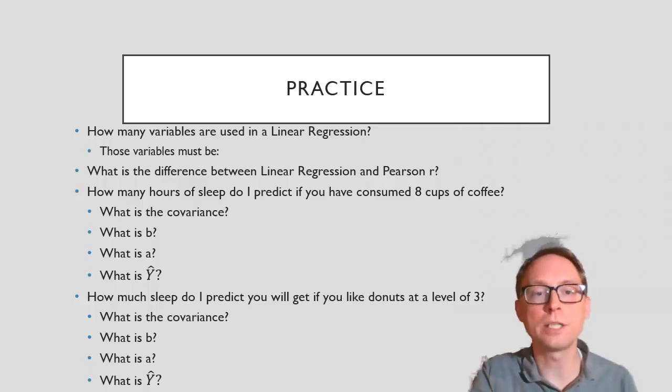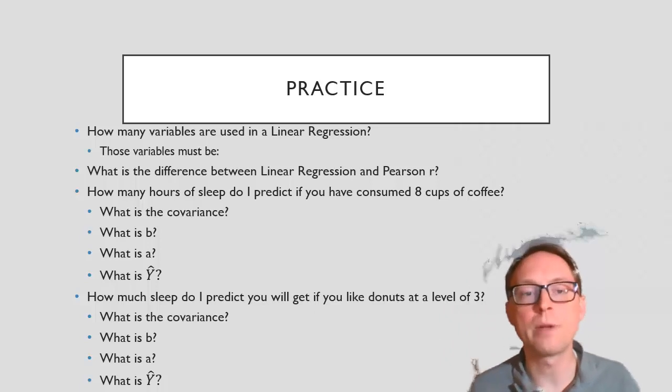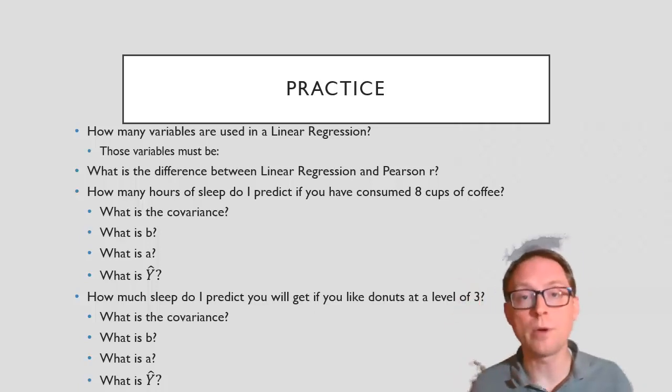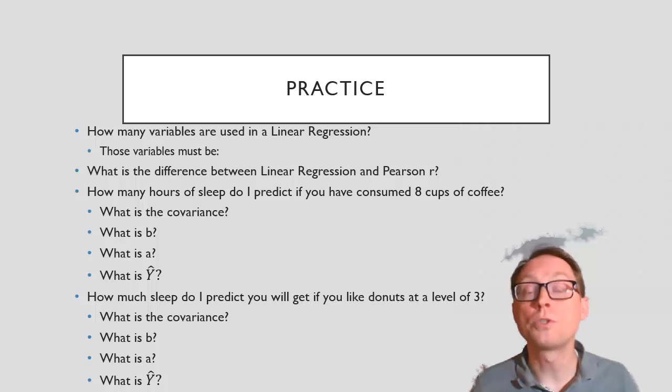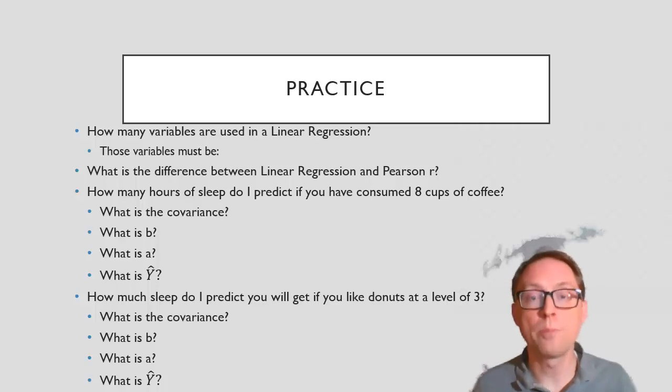So first, let's do some practice. How many variables are used in a linear regression? The answer is 2, the same as a Pearson's R. We had Pearson's R was two variables. Same thing with a linear regression. Those two variables must both be continuous. You cannot do a linear regression with categorical variables. You shouldn't anyway. Don't even try it, right?